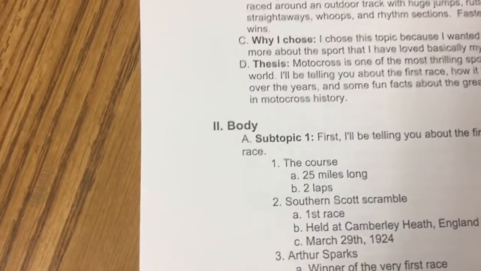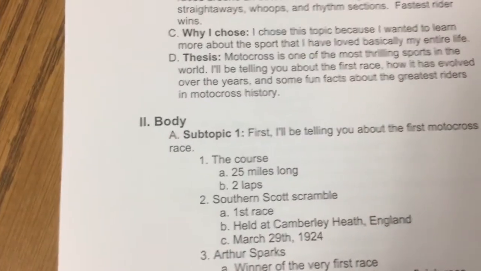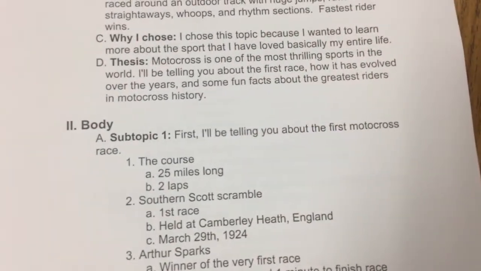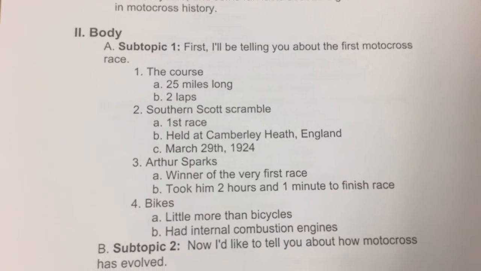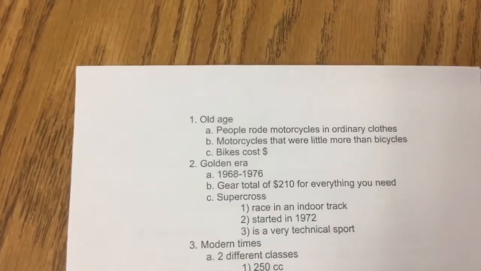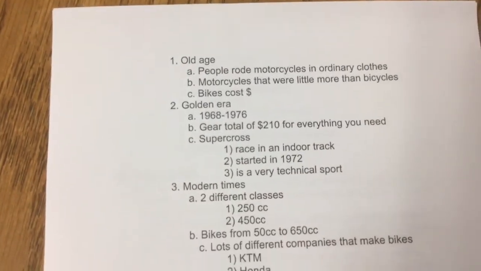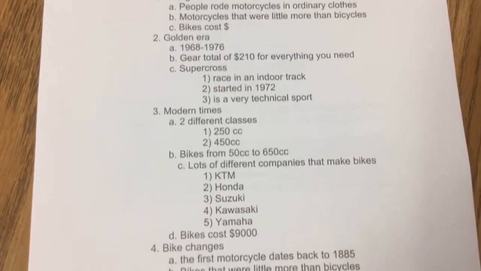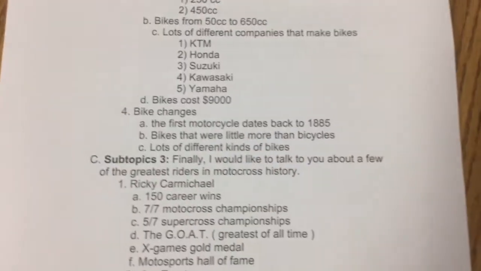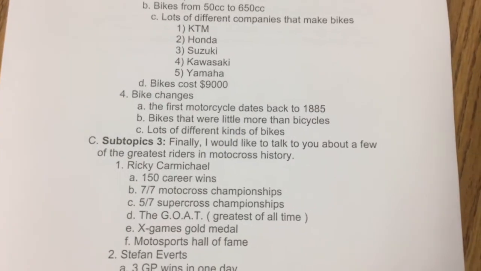Then Roman numeral 2, the body. Subtopic 1. His subtopic 1 was about the first motocross race. This is all of his information broken down neatly about the first motocross race. His subtopic 2 is about how motocross has evolved. And on page 2, that's broken down like so. And you can see all the levels and all the indenting is perfectly good. Indenting is very important. Subtopic 3 is about the greatest riders in motocross history, and that's also broken down very neatly.